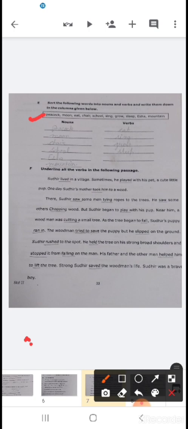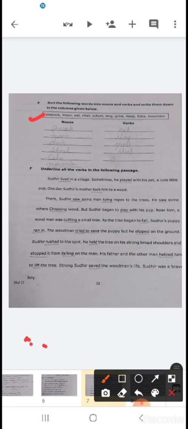Next is Esha. Esha is a name of a girl. So we write Esha in the column of nouns. Next is mountain. Mountains are again a place. So we write mountains in the column of nouns.